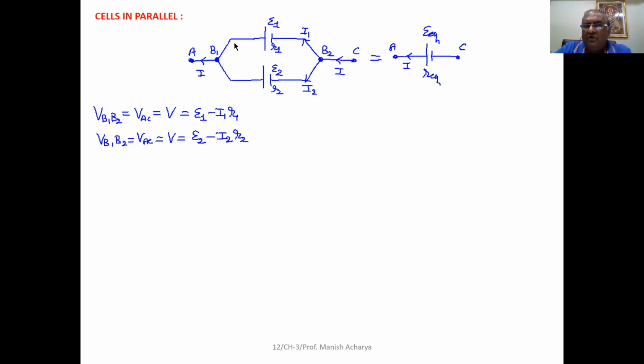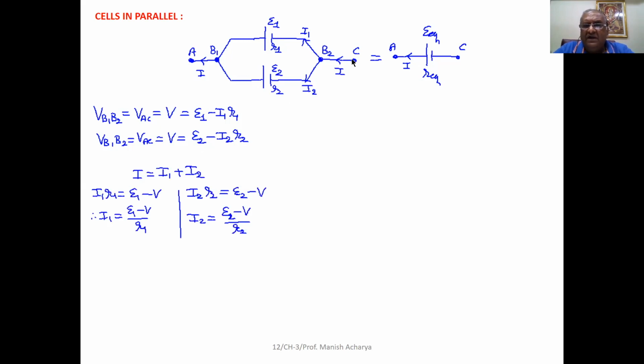Then for the first cell having EMF E1 and internal resistance R1, we can write this potential difference V as E1 minus I1R1. And for the second cell, the same potential difference we can write as E2 minus I2R2. We know in a parallel combination, for each component, the potential difference is always the same.